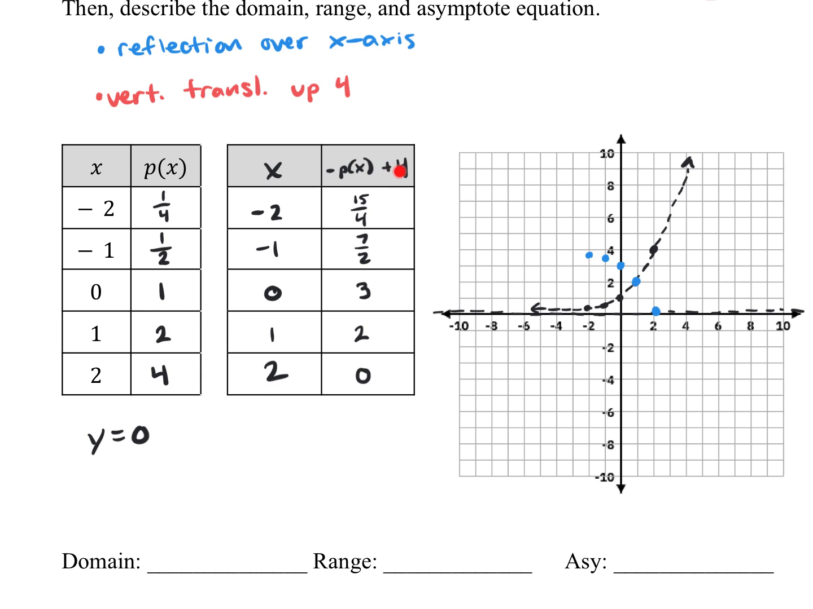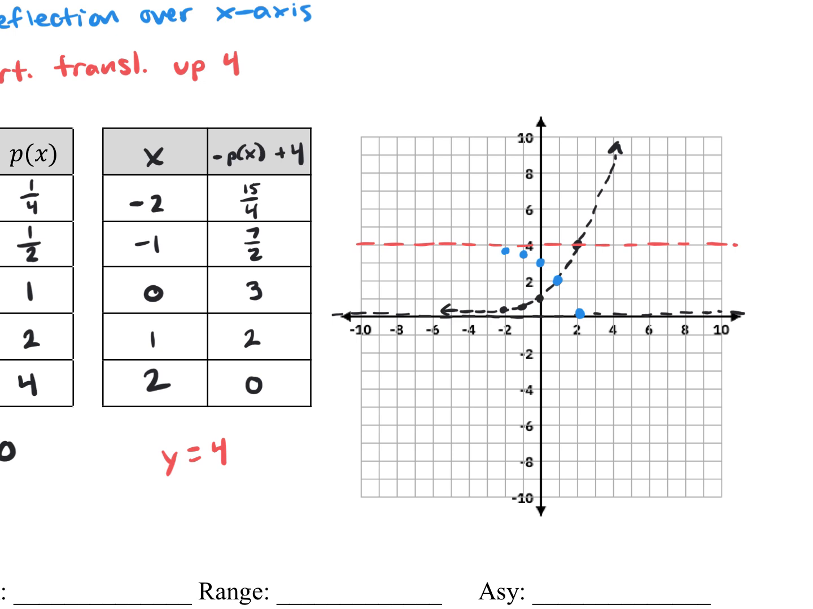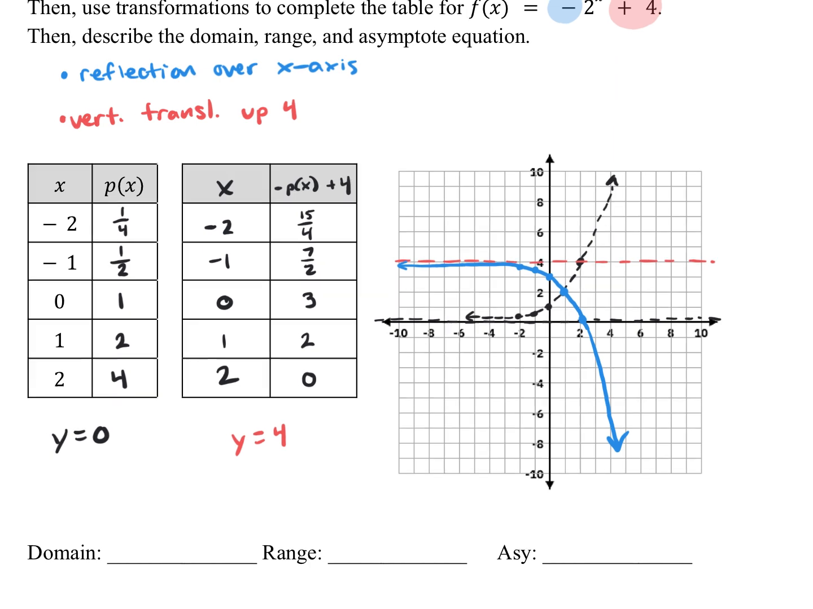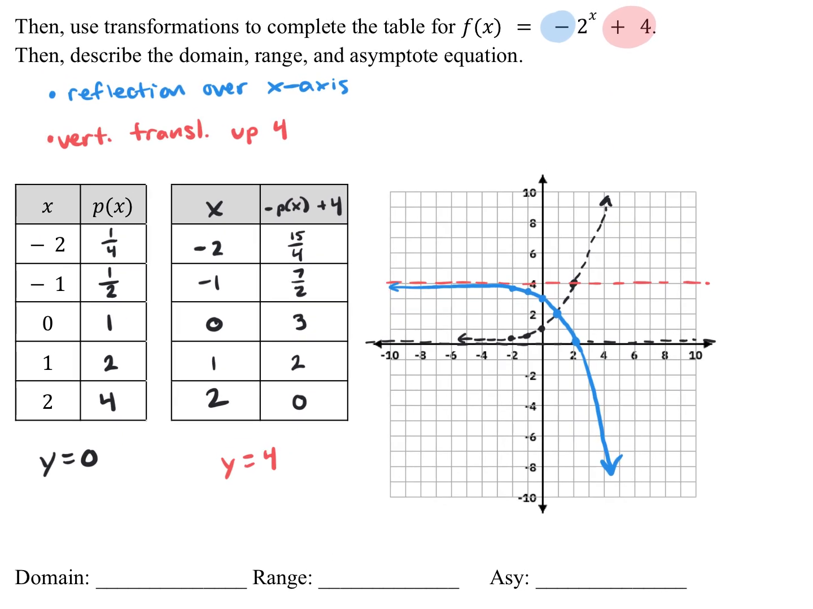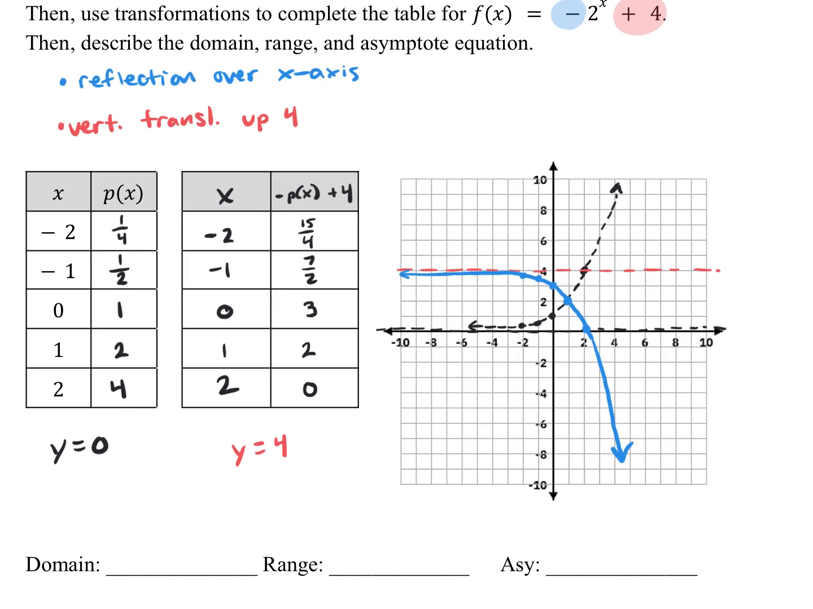But when I go to add 4, it does change the equation. So my asymptote is now going to be at y = 4. So it shifts up along with the rest of the graph. And then when we go to connect the dots, remember you will approach the asymptote, but you'll never quite reach it. So your graph looks like this. So you can see that it has clearly been reflected, shifted up, and again, the asymptote has also been shifted up.